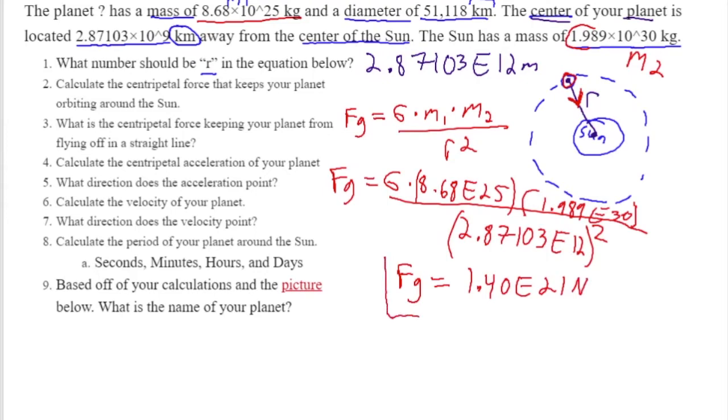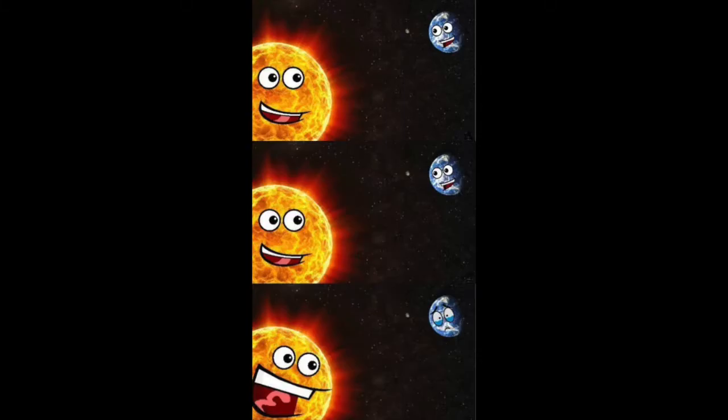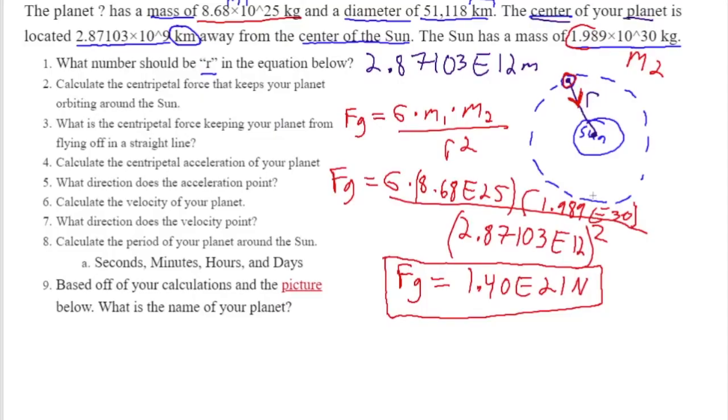And you're going to notice that this number is pretty big. And that makes sense, right? Because we're talking about the sun here and our planet. And they're going to feel a huge amount of attraction. And that's why our planet is orbiting around the sun, because it has such a huge pull on our planet.